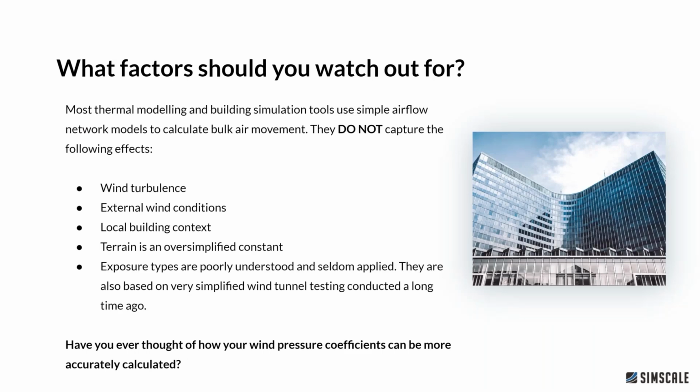So again, most thermal modeling and building simulation tools use very simple airflow network models to calculate bulk air movement. They do not capture the following effects, okay, in any real accurate way. So they won't account for wind turbulence. And obviously, if you're modeling buildings in dense urban areas, in cities, in populated areas, wind turbulence is a huge, huge issue. Okay, they also don't model external wind conditions properly, or the local building contexts, right?